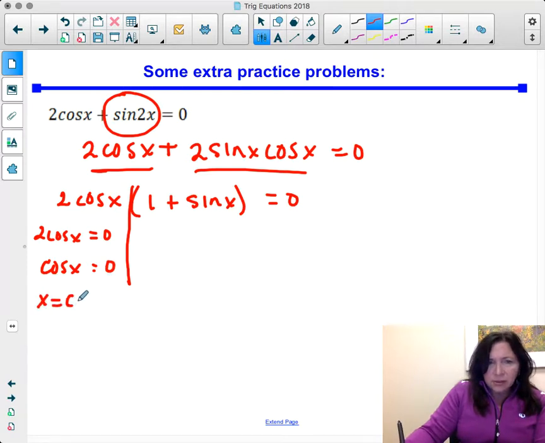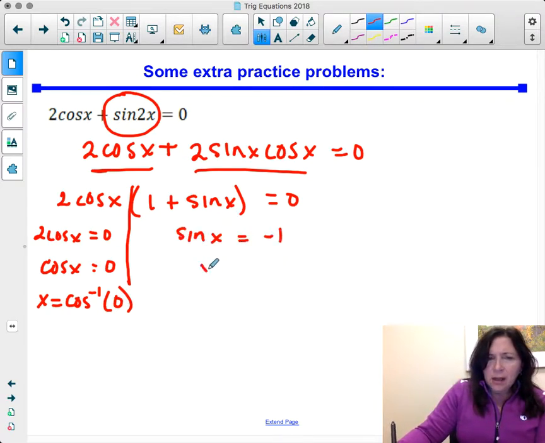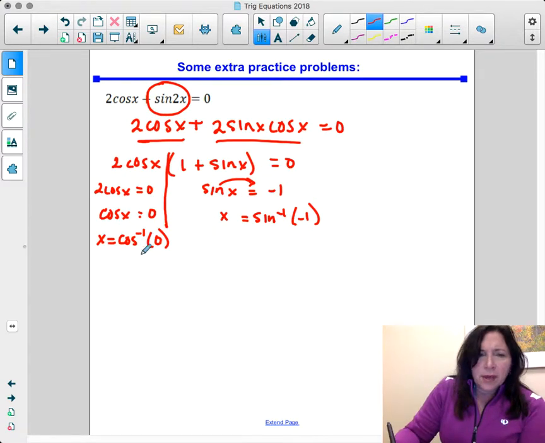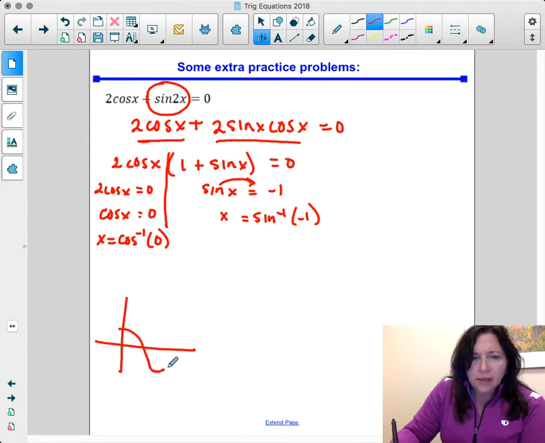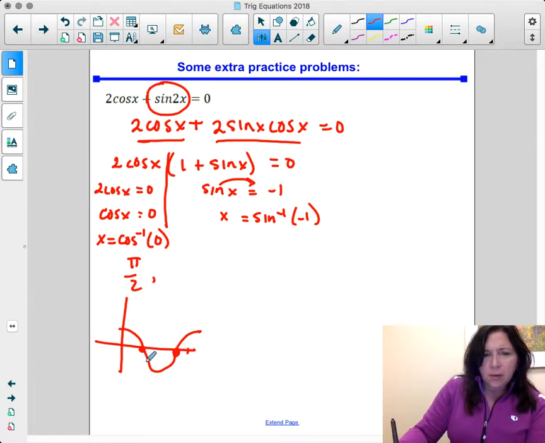X is equal to arc cosine of 0. And this will be sine of x is equal to negative 1. X equals, move the sign over, arc sine of negative 1. And so we have two answers. We're saying, okay, where is cosine 0? So I'm looking at my cosine graph that does this, right? It's 0 at pi over 2 and at this value, which is 3 pi over 2.